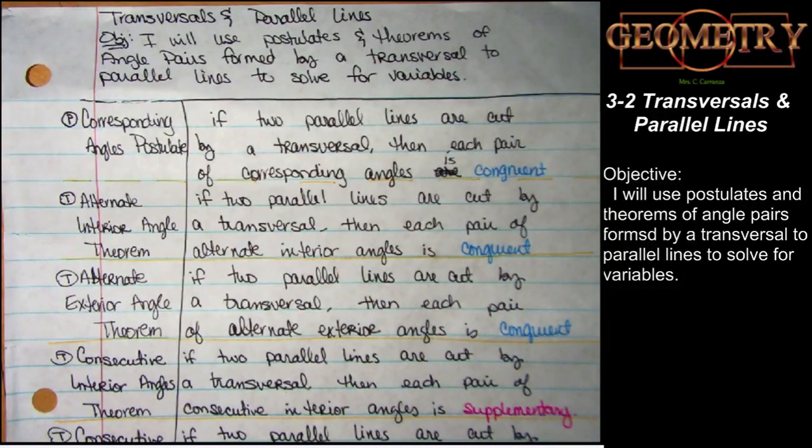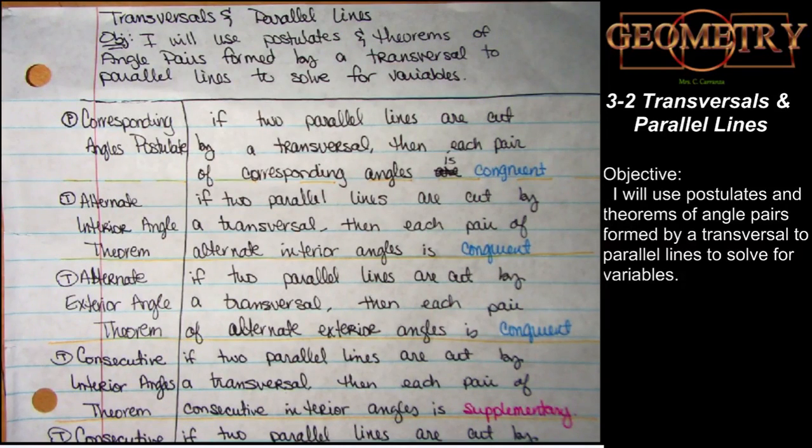Transversal and parallel lines. I will use postulates and theorems of angle pairs formed by a transversal to parallel lines to solve for the variable. Lovely. So all the stuff that we did last time, when we were talking about which were the alternate interior and which were the corresponding, all that's coming back, and that quick identification skill is going to help you out. But this time, instead of any old lines being cut by the transversal, they're parallel.